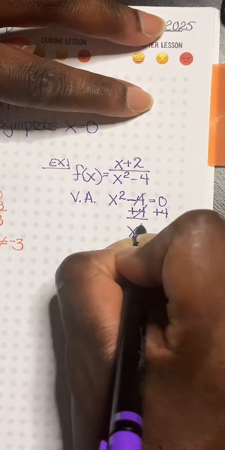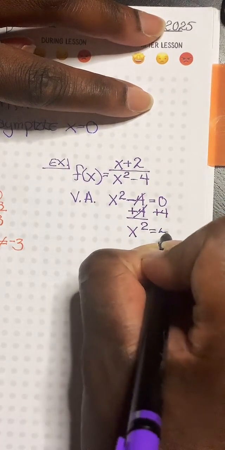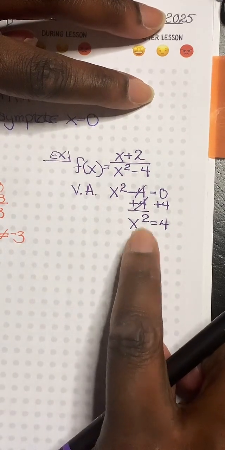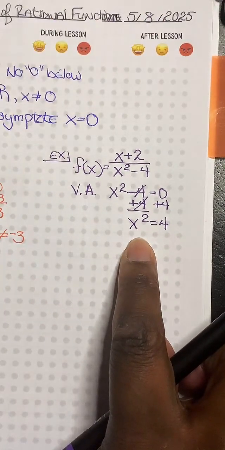So now you have your x squared is equal to 4. So we want to get x by itself. What do I need to do with it?